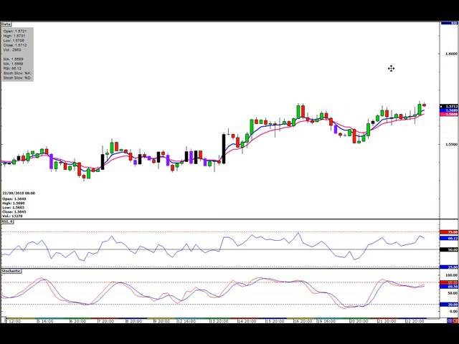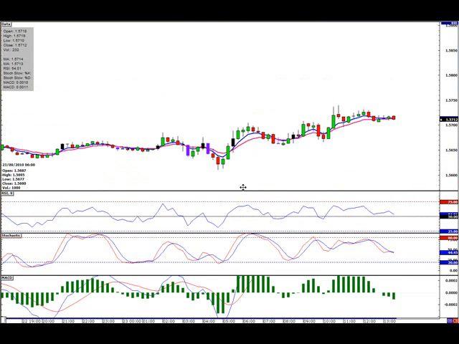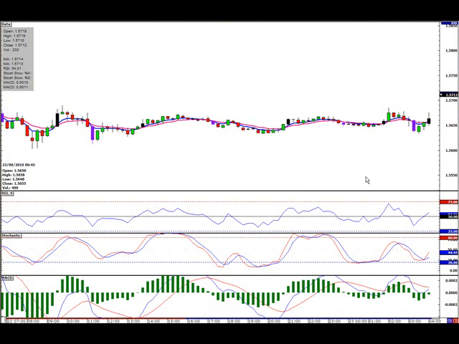Okay, so again, the second day in a row of only looking for long trades. And could this be the possibility of a new trend? We'll have to wait and see.